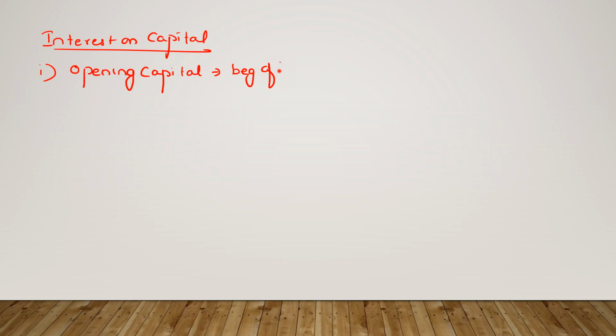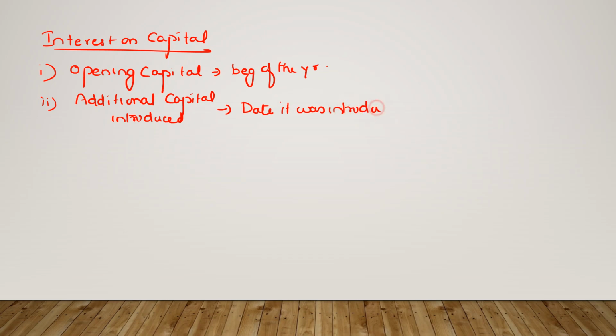Now interest on capital, when we calculate for a partnership firm on their capital, we calculate on the opening capital, that is the capital that is present at the beginning of the year. Now in addition to that, there is a possibility that during the year some additional capital might have been introduced. So whatever is the additional capital that has been introduced during the year, on that capital also the partners would be entitled to interest on capital from the date it was introduced till the end of the year it was employed in the business. So on that also is entitled.